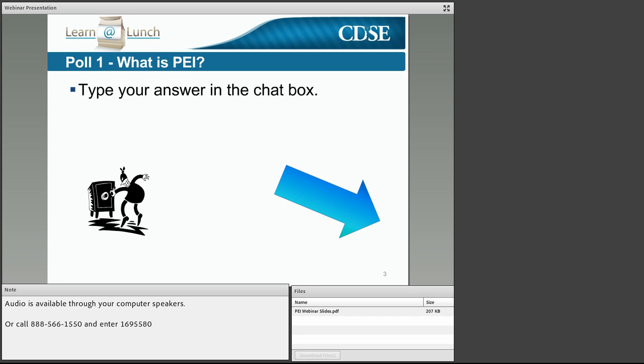Before we get started, let's do a quick knowledge check. Enter your answer in the Q&A chat box. What are potential espionage indicators? Wow, it looks like we have a wide range of answers. Here's the formal definition. Next slide, please.